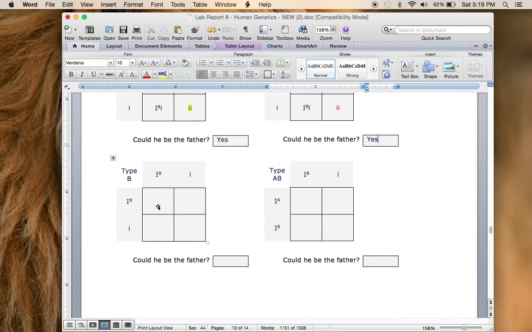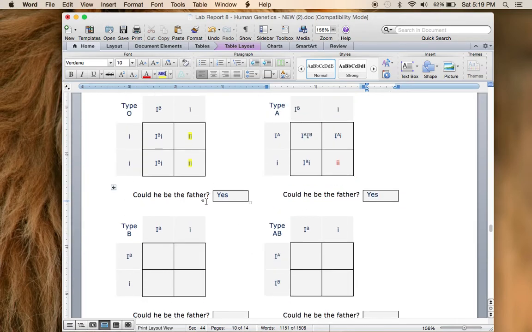Type B is going to be quite similar. So I went ahead and did the same thing. I used the type B that has the recessive allele in it so that we'd have a chance potentially of a homozygous recessive offspring. So it's going to be very similar to this type A over here.